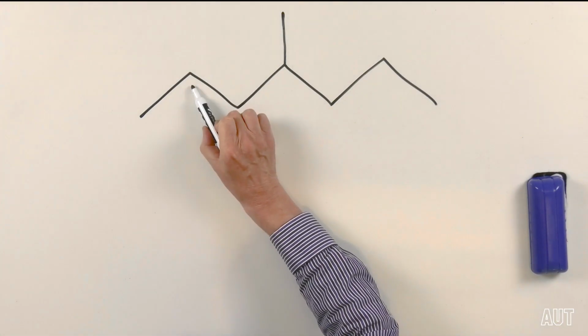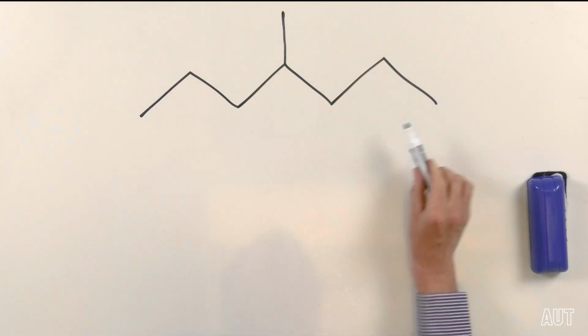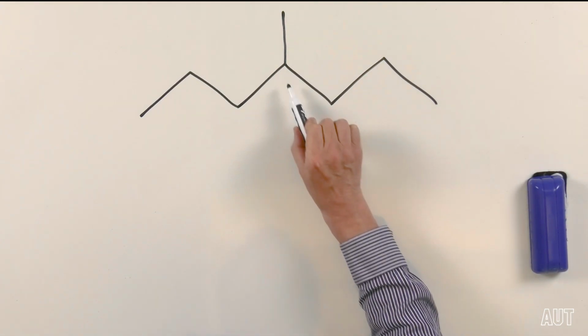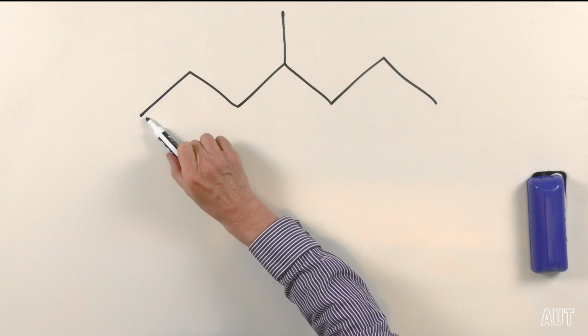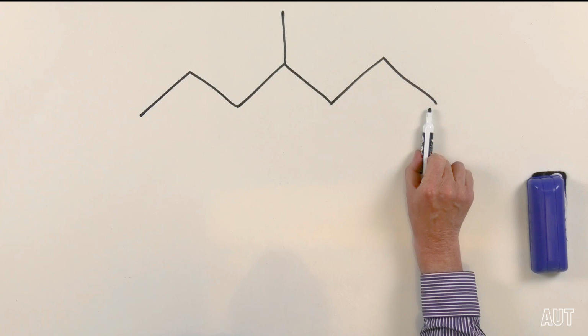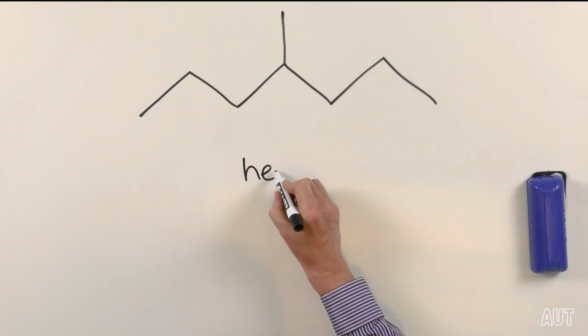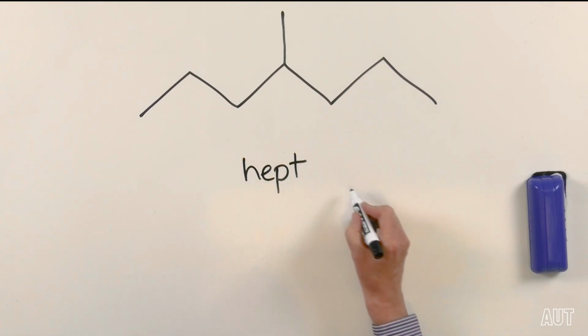Let's see. We've got 1, 2, 3, 4, 5 going that way. We've got 1, 2, 3, 4, 5 going that way. We've got 1, 2, 3, 4, 5, 6, 7 going that way. And obviously going the other way gives you 7 as well. So the longest carbon chain here is still 7. So we are going to have somewhere in our name hept.